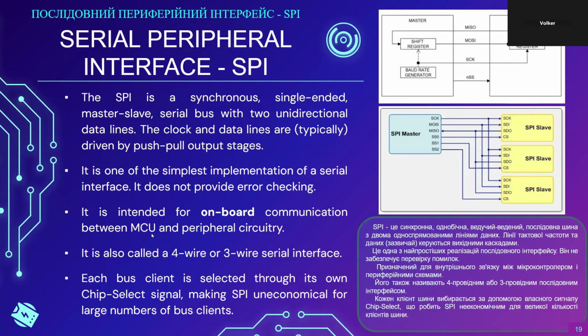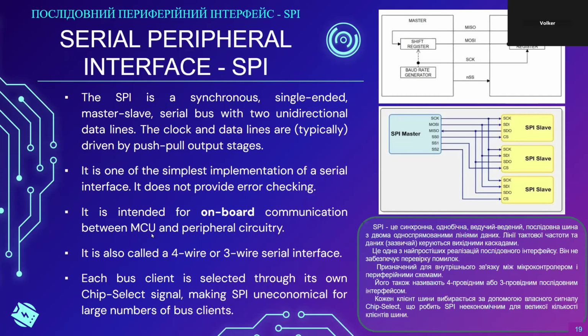You can see a typical bus system in the picture underneath, where there is an SPI master, and the SPI master is connecting to the SPI slaves and addressing them through a CS that stands for chip select. It is a separate signal that tells the SPI slave peripheral device that any data on the serial bus is intended for it. Each bus line is selected through its own chip select signal, making SPI uneconomical for large numbers of bus clients.